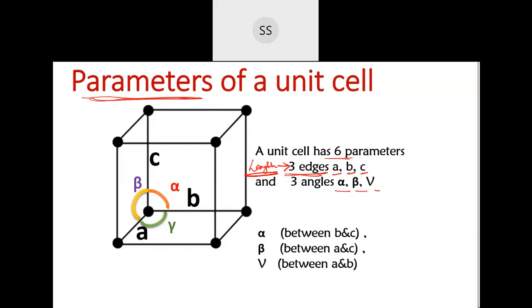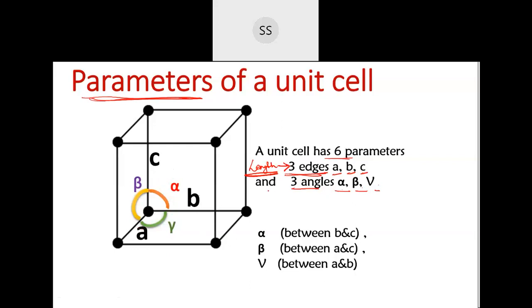The other important parameter is the angle, the angle between these edges. There are 3 angles, alpha, beta, and gamma, because between A and B there can be one angle, between B and C there can be one angle, and between C and A there will be one angle. Different angles are possible in this crystal lattice. So altogether there are 6 parameters, depending on which you will get different kinds of unit cell. Not all the unit cells are of the same category. They will be different based on these parameters.